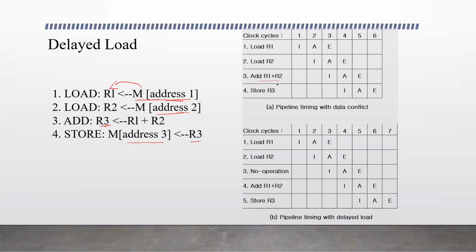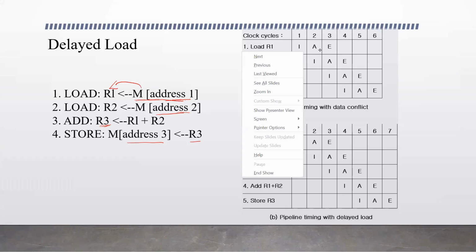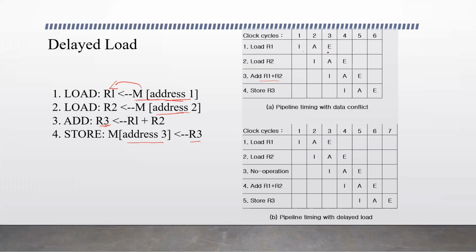Each instruction is divided into 3 sub-operations, which run in 3 different segments. The 3 sub-operations are I, A, and E. I is instruction fetch, A is decode and ALU operation, and E is execution. And in the columns, we have clock cycles.